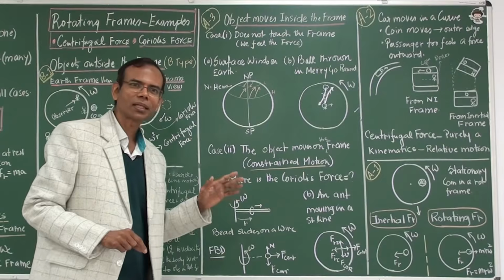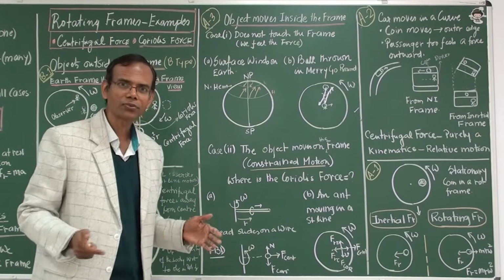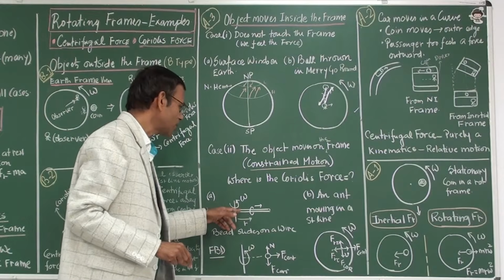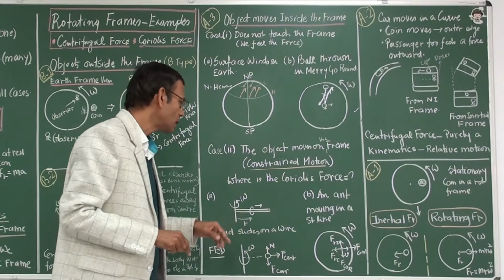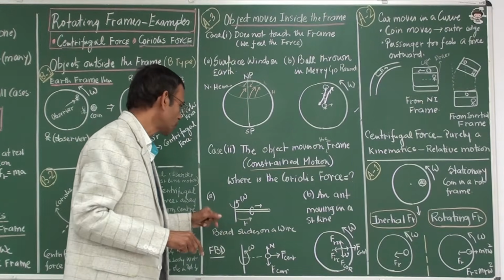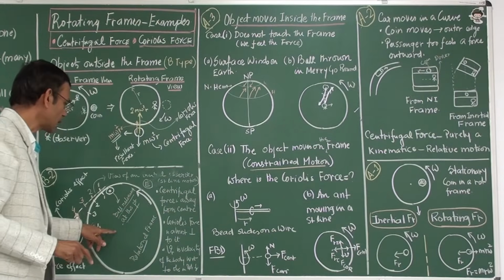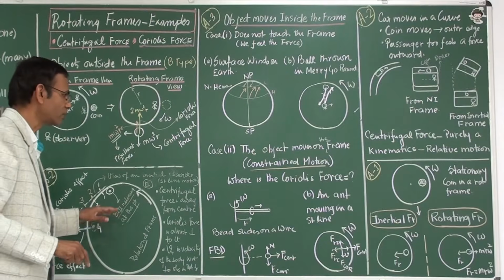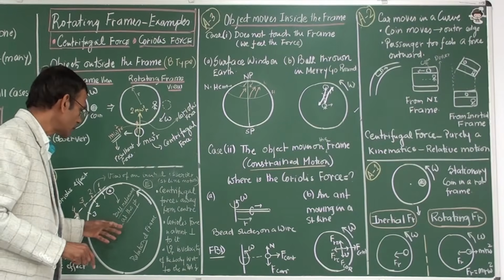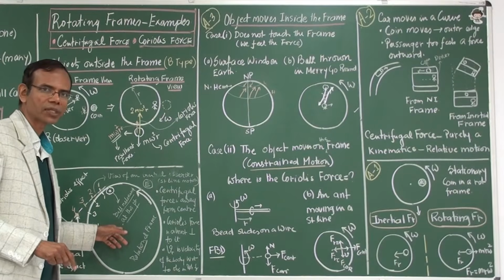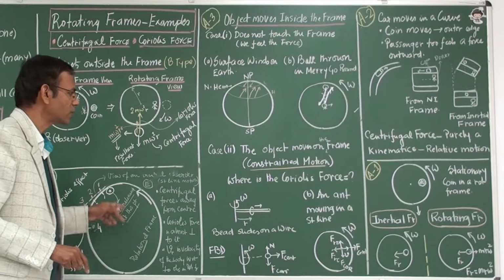So two constrained motions I have taken. Sometimes the confusion here is that where is the Coriolis force? The first example. Now this example I have taken from your book, Kleppner, in the non-inertial frame. Anyway, this particular figure that I had taken, I must say, is taken from a site which is known as hyperphysics. It is a nice site, and you can see that.